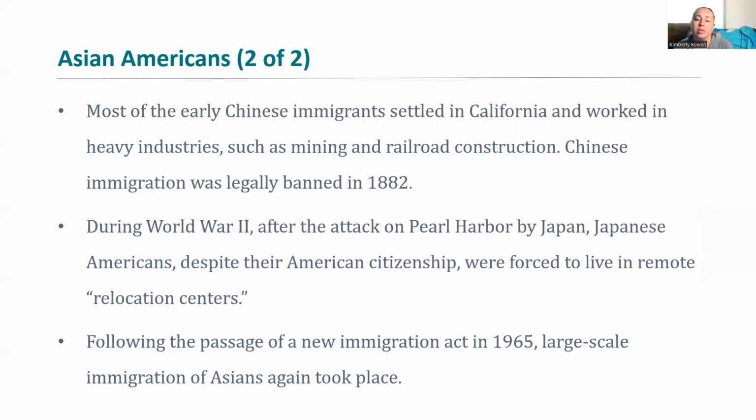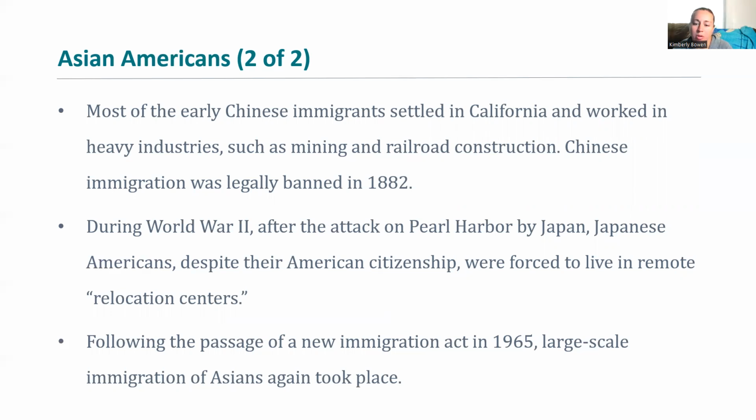Most early Chinese immigrants settled in California and worked in heavy industries such as mining or railroad construction. Later, the women worked also in a lot of clothing industries, a lot of really harsh working environments for producing things.